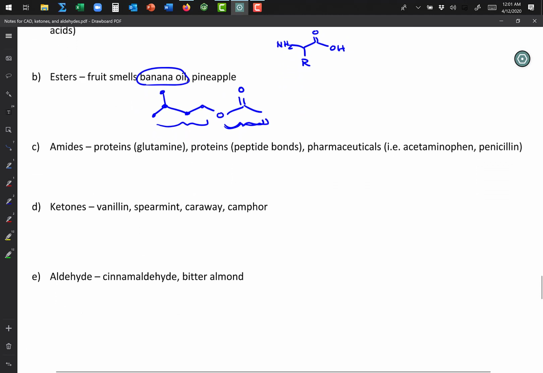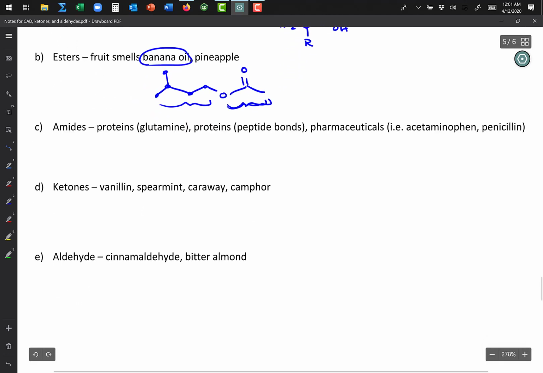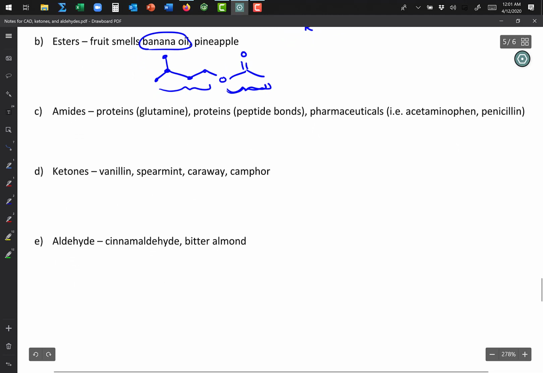Amides are found in proteins and some of the protein structures like glutamine. I'm not going to spend time drawing all these. Again, you can look at them in your book. But we also find them in peptide bonds, and we'll be talking about these later. A peptide bond really is just an amide in polymer form. So you have this, and then you'll have an R group, and then you'll have this, and an O, and then this will continue on. But this is a polypeptide. This is the amide that you find that links proteins together.